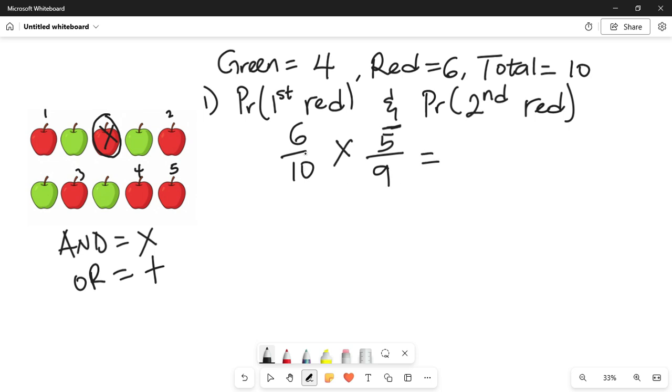So we can simplify this. 5 into 5 and 10 gives 1 and 2, 3 into 3 and 9 gives 1 and 3. So we have 1 over 3. So the probability that both will be red is going to give us 1 over 3.